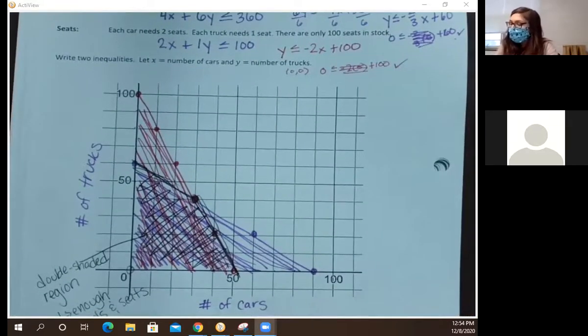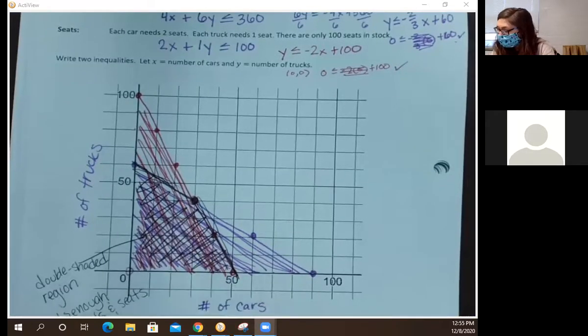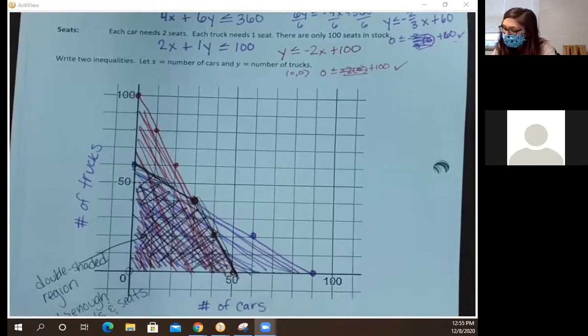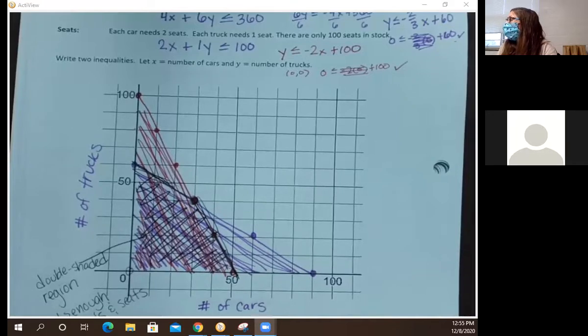And we said the number of cars and trucks that we could actually manufacture would be in that double shaded region. So for example, I could make 20 cars and 30 trucks, because that's a point in that double shaded region. I could make 30 cars and 40 trucks. I could make no cars and 30 trucks. All of those are points in that double shaded region, so all of those would be options. All of those would be solutions to our system of inequalities.